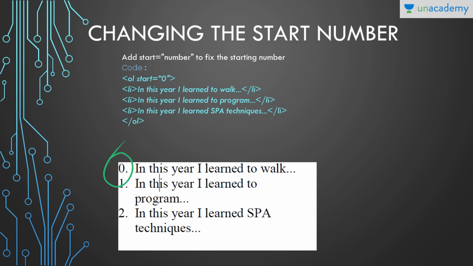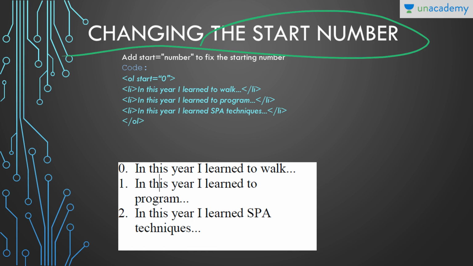Okay, so if I want the number to be 0, then what should I do? Now there is an attribute which is named the start attribute. This is an attribute for our list items. In my ordered list, I want my list to start with the number 0, so I'll be using the start attribute.